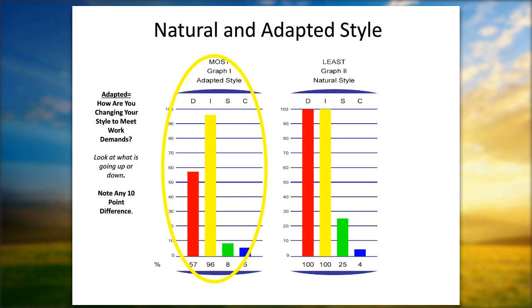And what you would look at is, with this graph, this adapted graph changes often. If you were to take this assessment again in 6 months, you might have a different graph. But it's how you are changing your style to meet work demands. And you're going to look at anything that's going up or down, and you're going to want to note any 10-point difference.